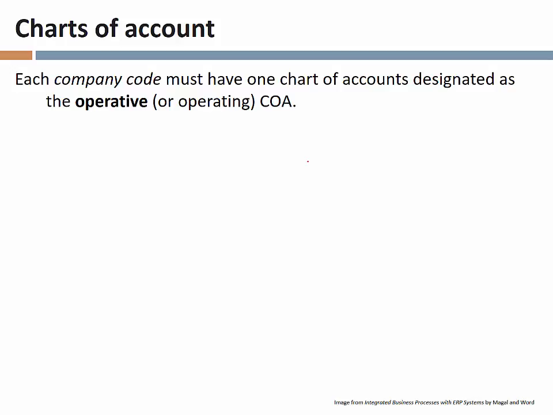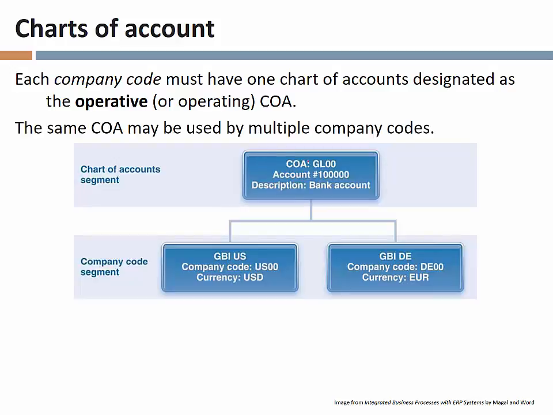Why does every company code have to have an operative chart of accounts? Yeah, if we don't have this, we can't do financial accounting. If we can't do financial accounting, we can't run our business. If we can't run our business, we're not really a company code at that point. So just like we observed before, that a client has to have a company code in it to be live, a company code has to have defined a chart of accounts for it to be a live and valid company code. Now, what's important to realize here is the same chart of accounts may be used by multiple company codes.